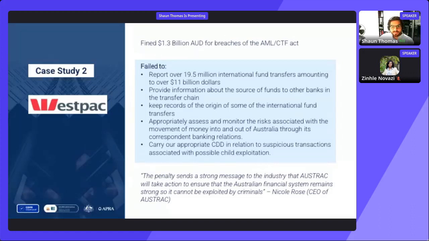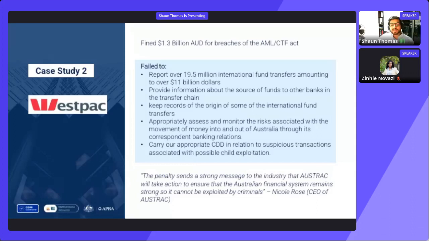Westpac admitted that it failed to properly report to the Australian regulators over 19.5 million international fund transfers, amounting to over $11 billion. They failed to provide information about the source of funds to other banks in the transfer chain, which these institutions needed in order to manage their own money laundering and terrorism financing concerns.